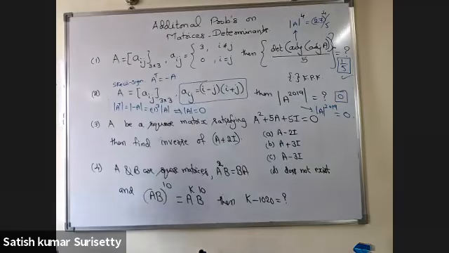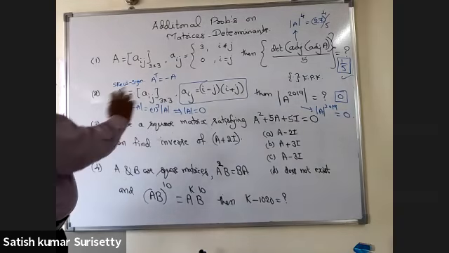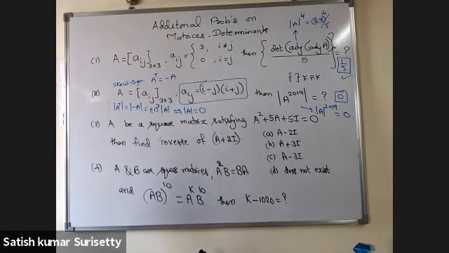So write a note, all of you. Determinant of skew symmetric matrix of odd order is always 0. Write a note. Determinant of skew symmetric matrix of odd order is always 0.